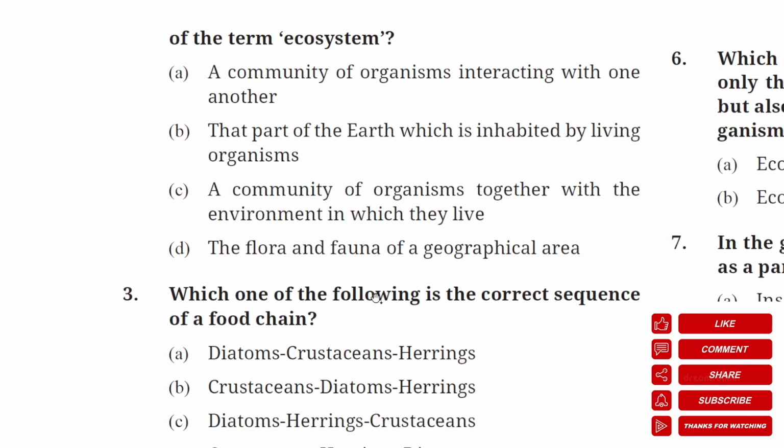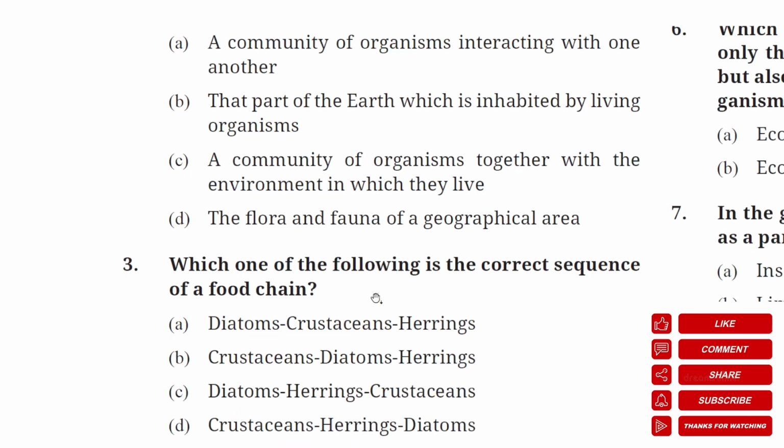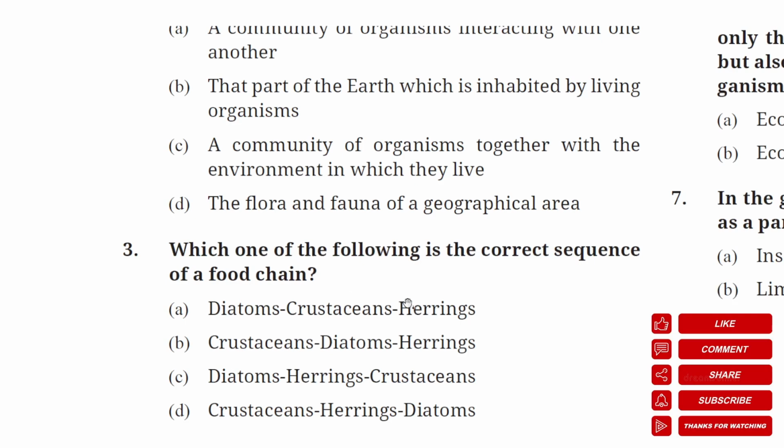Question number 3. Which one of the following is the correct sequence of food chain? So we know that food chain sequence is according to the trophic levels. So we should know the different trophic levels primarily. Then we have to arrange which trophic level depends on the other one, and a few examples of each trophic level should be known to us primarily in order to answer this question. So diatoms, crustaceans, herrings. The answer is A.